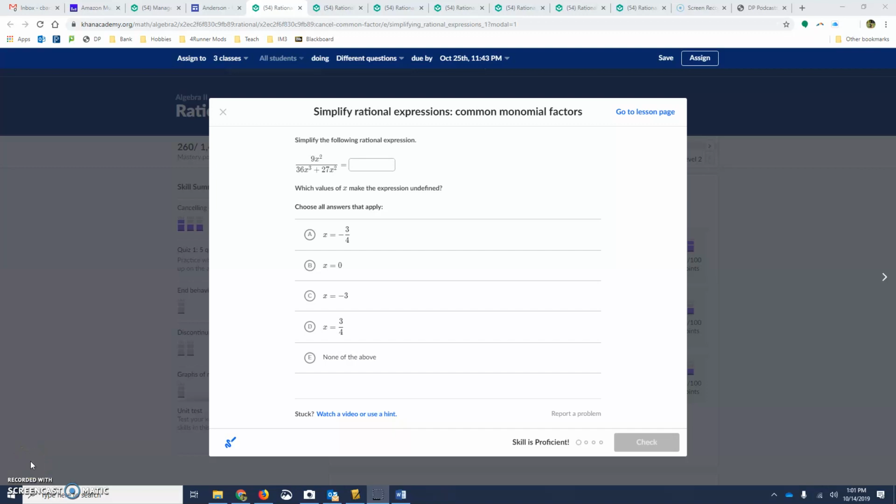All right, simplify rational expressions, monomial factors. So the first thing we have to do is see what we can factor out of this problem. So I'm writing it down right now.